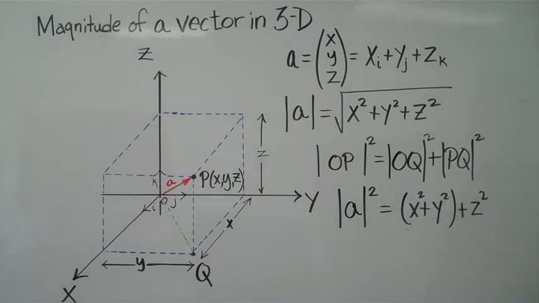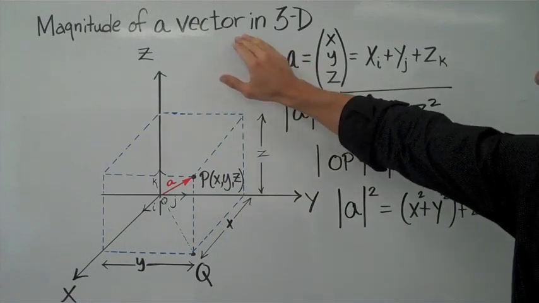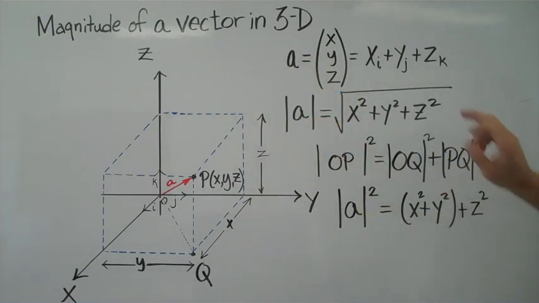The main point of all of this is that if you want to find the magnitude of a vector in 3D, again, you're going to have to use the Pythagorean theorem. And this is something you'd want to remember.